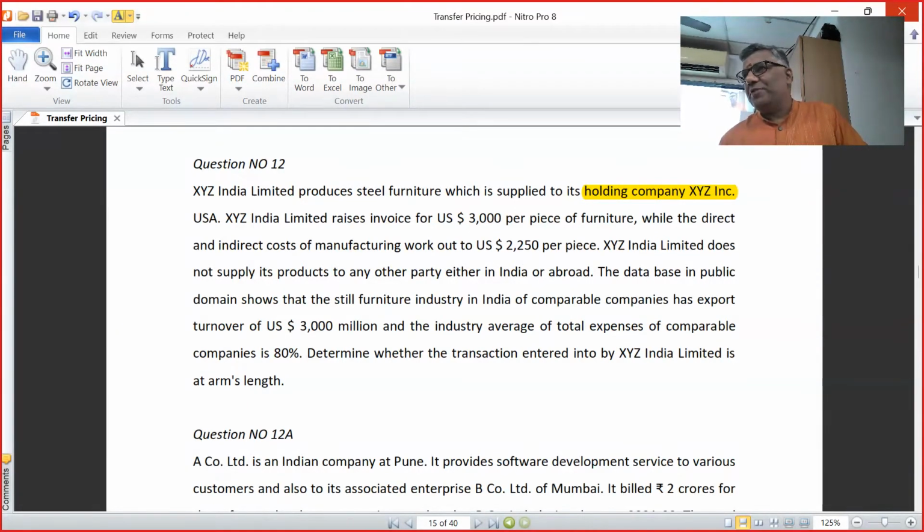What is the GP of the industry? 20%. I have sold for 3,000. 3,000 into 20%, 600. But I am earning 750. Am I in a beneficial position? So no ALP. No TP regulations. No TP assessment. The transaction is at arm's length price. The industry average says I should have earned 20%, but I have earned 25%. Okay, right?